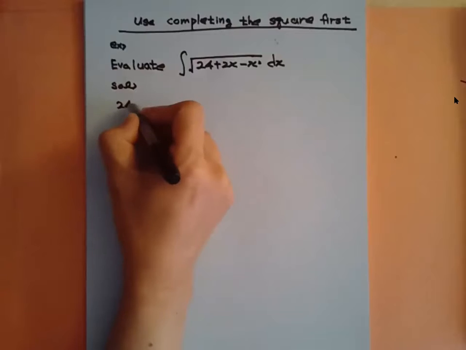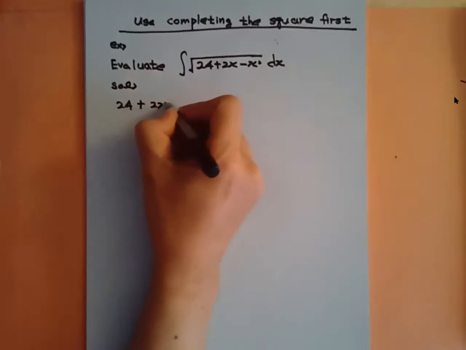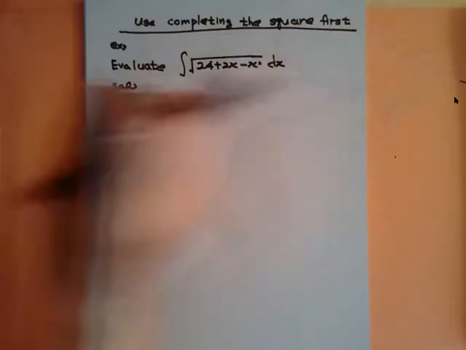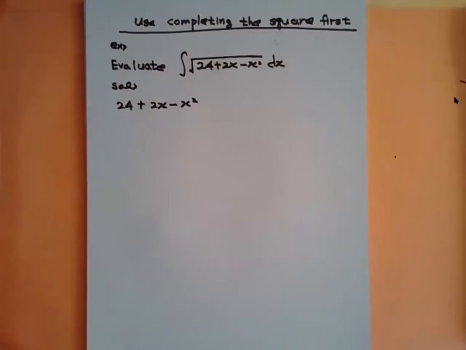So 24 plus 2x minus x squared should be modified to progress further. What we want to do is relate this with the form which we can use trigonometric substitution. To do that, we will do completing the square first. So it'll be something like a squared minus x squared, but in a harder format.